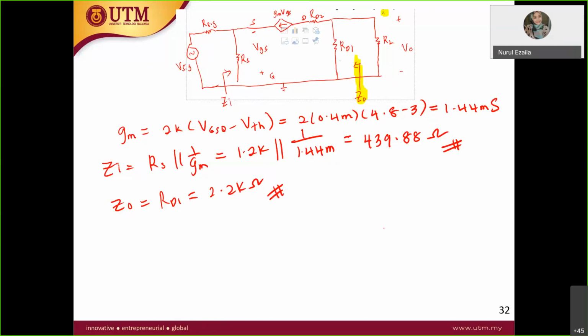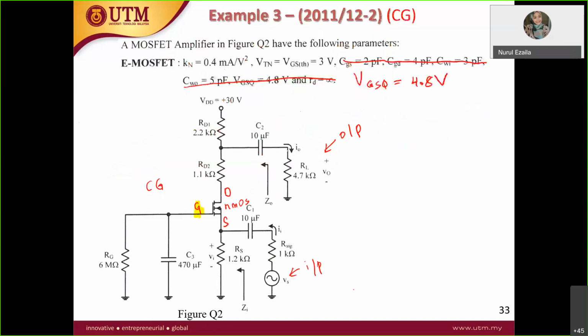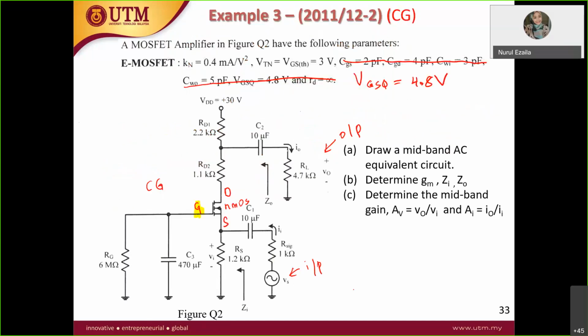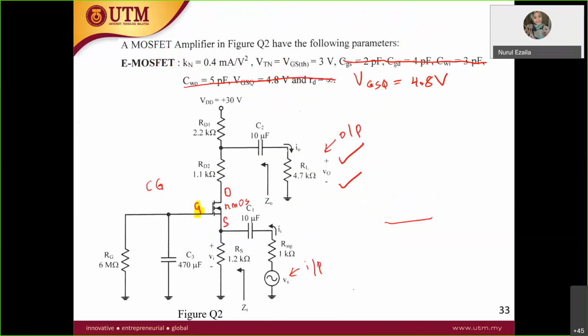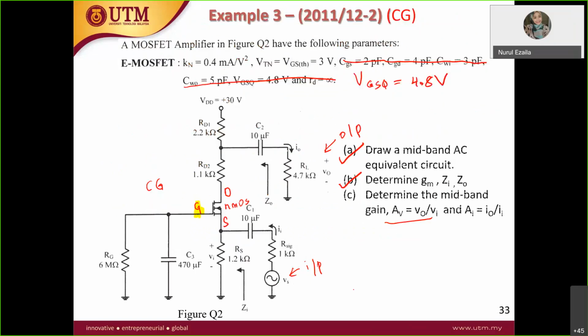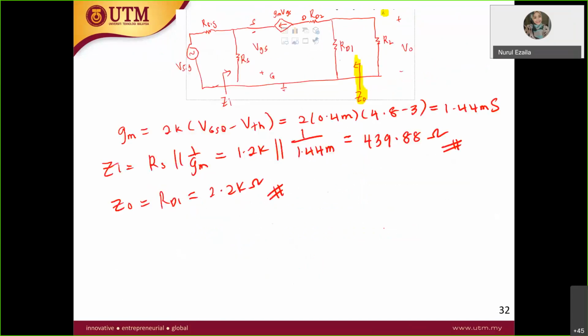So for the V out, what is the V out? The question asks you to draw the equivalent circuit, check, and then determine GM, Z in and Z out, check, and then determine AV, V out over V in. Let's see the V out over V in first.